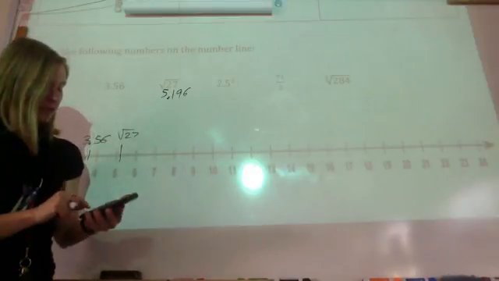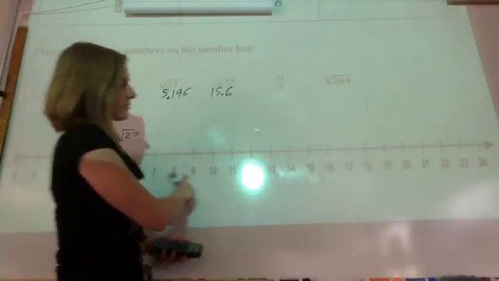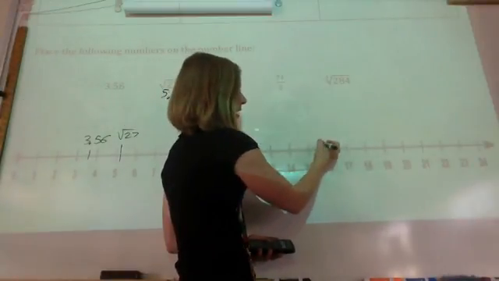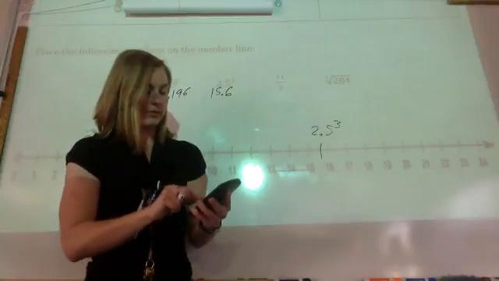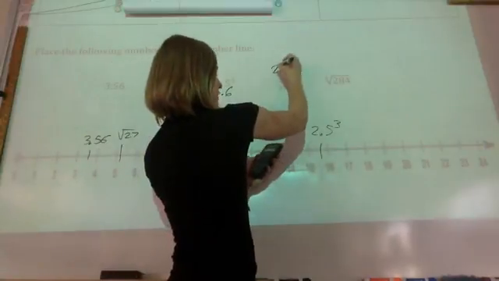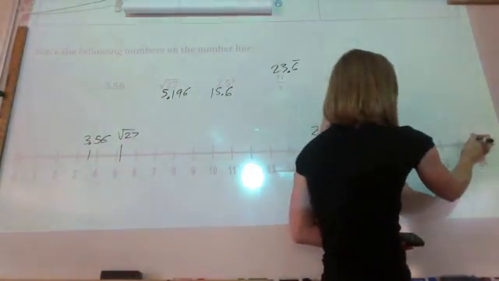2.5 cubed equals 15.6. So that's going to come down here a little bit past half. 71 over 3, so we have to divide those. And that is 23.6 repeating. So that would come to be about right here.